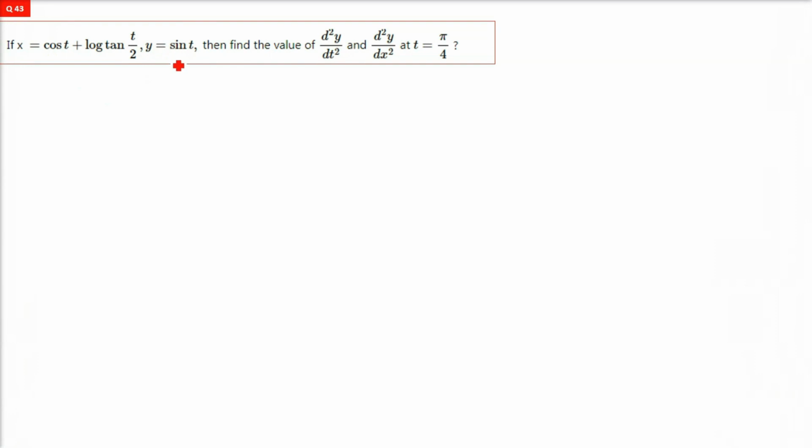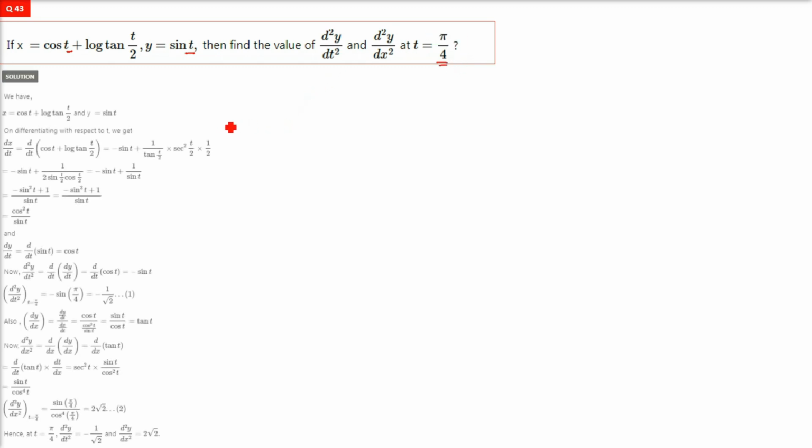x is equal to cos t plus log tan t by 2. y is sin t. We have to find out the value of d2y by dt2 and d2y by dx2 at t equals pi by 4. Now remember, there is a question already being done. There is a question following also where t will be equal to pi by 3. So please understand it very carefully, because the reference is already given, the answer.